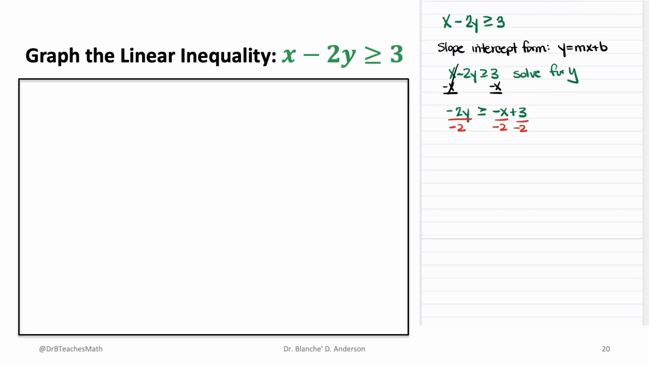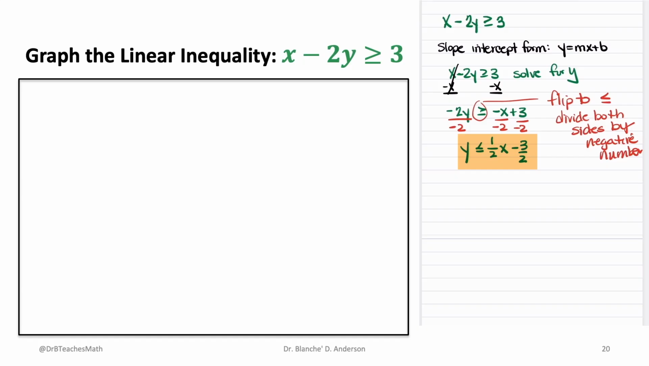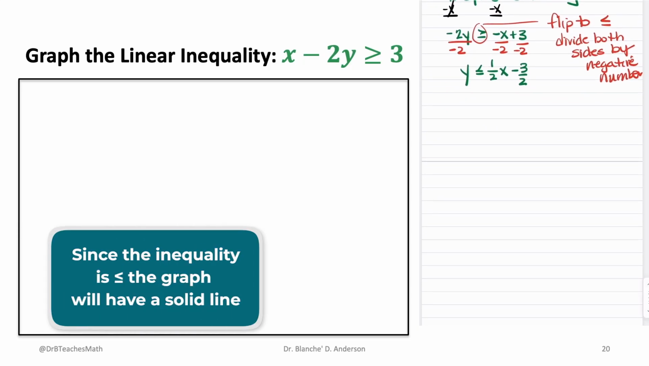Oh, sorry, I'm gonna do it in red. Flip to less than or equal to. Now going to be, cancels out, right? So now this is going to be y is less than or equal to 1/2 x minus 3/2. So this is in slope-intercept form, which is what we wanted. Now we can find our x-intercepts and our y-intercepts.